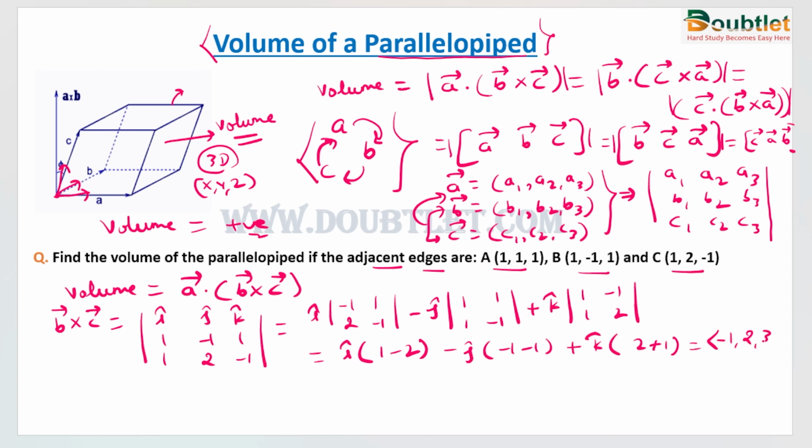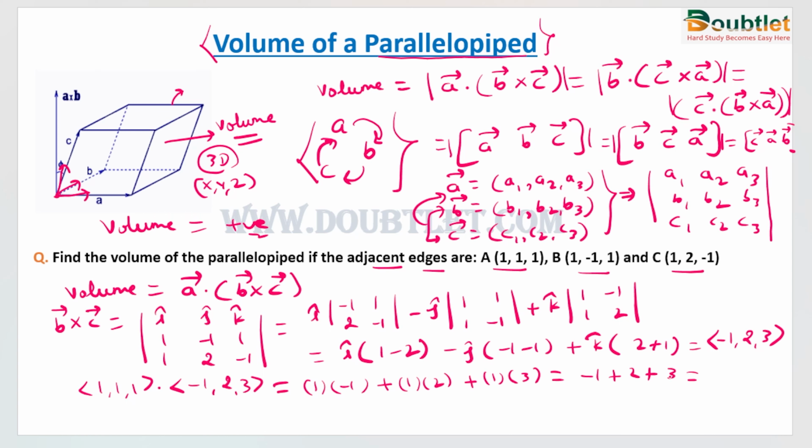Now we have to perform the dot product with the A vector. The A vector is given as 1, 1 and 1. So 1, 1 and 1 dot product with minus 1, 2 and 3. So we have to multiply component-wise: 1 multiplied by minus 1, then 1 multiplied by 2, then 1 multiplied by 3. So it will be minus 1 plus 2 plus 3. So we can say that we have obtained the volume of this parallelepiped as 4 cubic units.